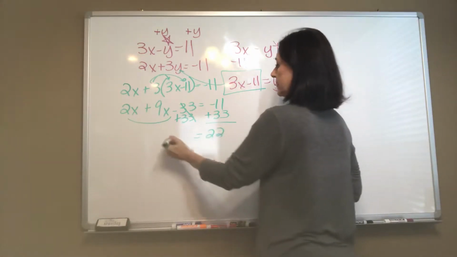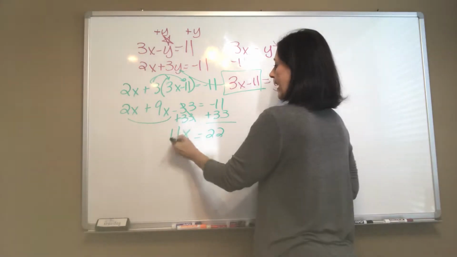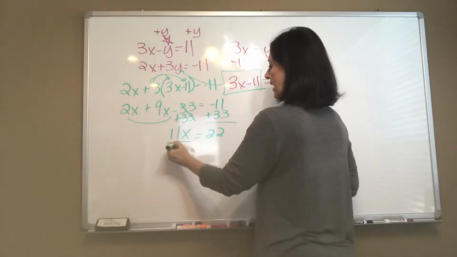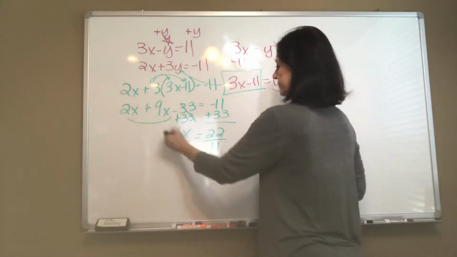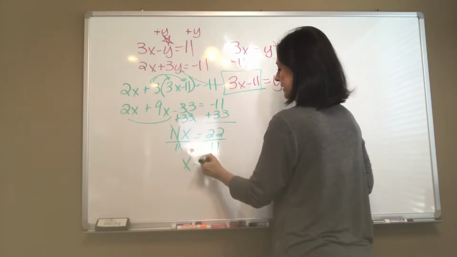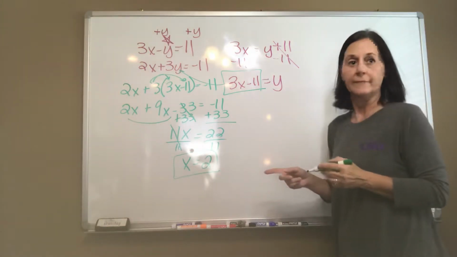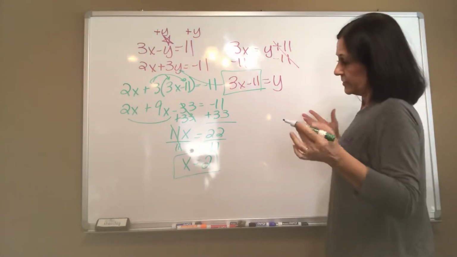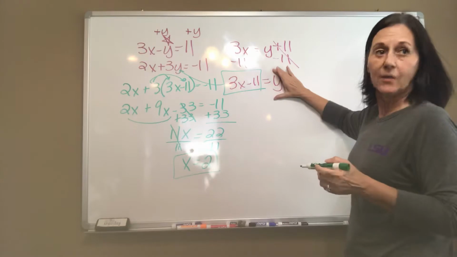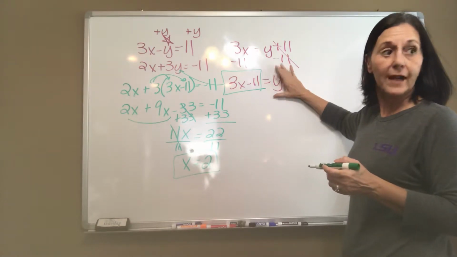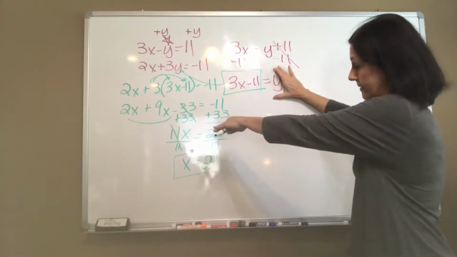This is 22. This is 11x. I divide by 11. X is equal to 2. That's one of my solutions, but I need y. So I use substitution again. I'm always going back to this equation, the one that I solved for, to substitute in.